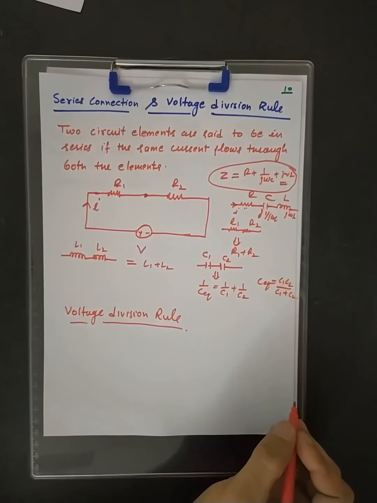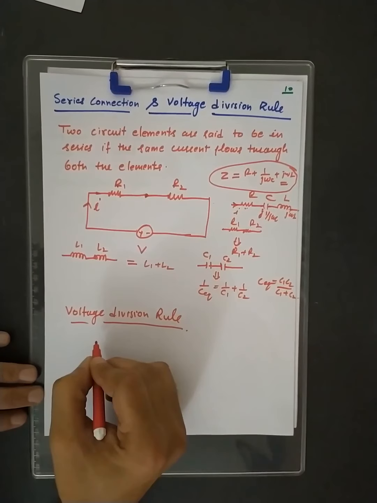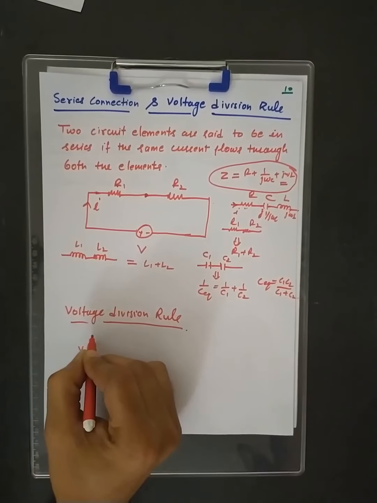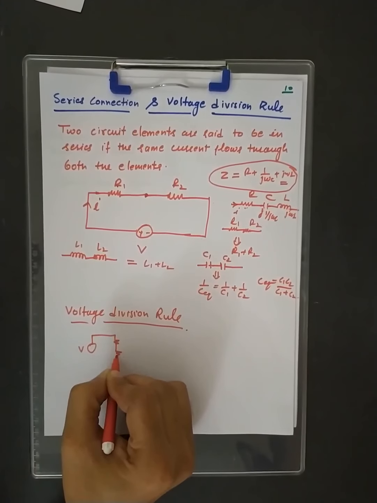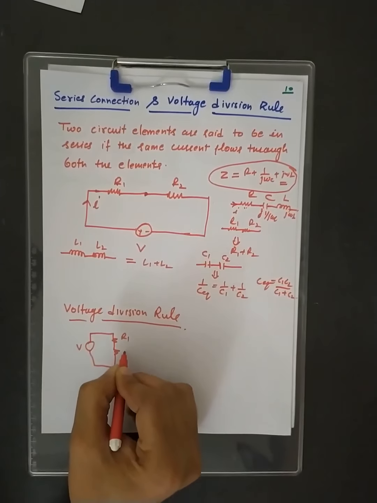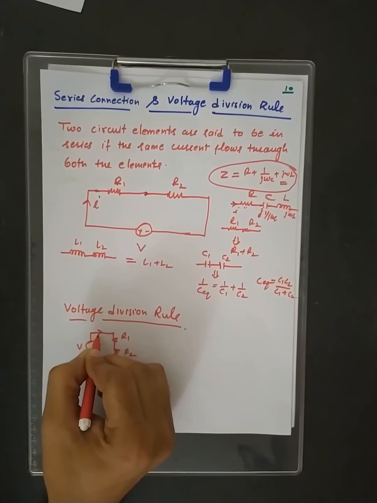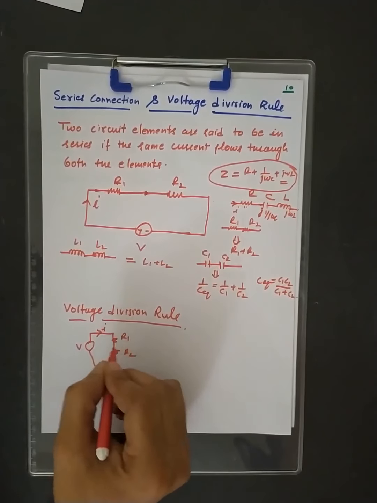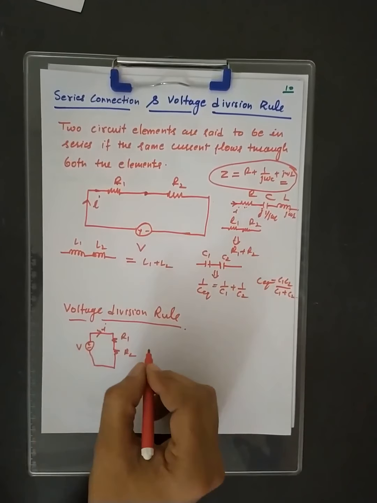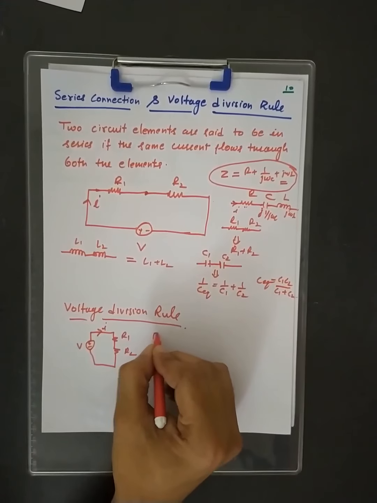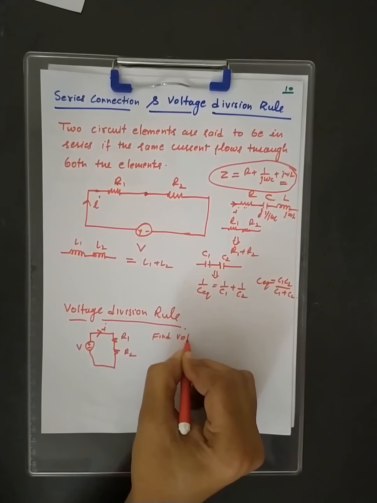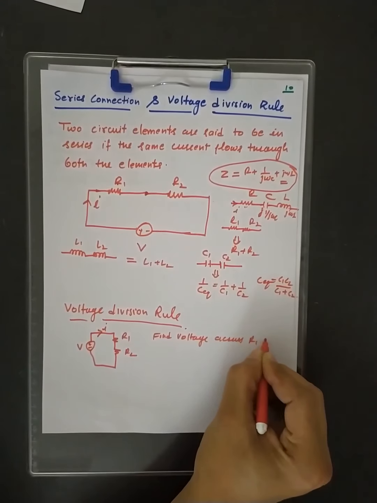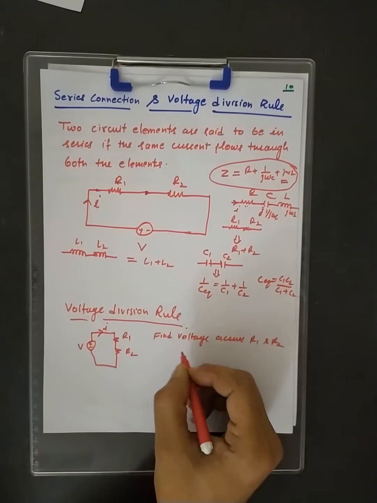So next is your voltage division rule. In the voltage division rule, when two elements are connected in series, again I am taking the example of two resistances which are connected, R1 and R2. This one is the voltage, and current I is flowing across this one. Now you are supposed to find out the voltage across R1 and R2. Clear?